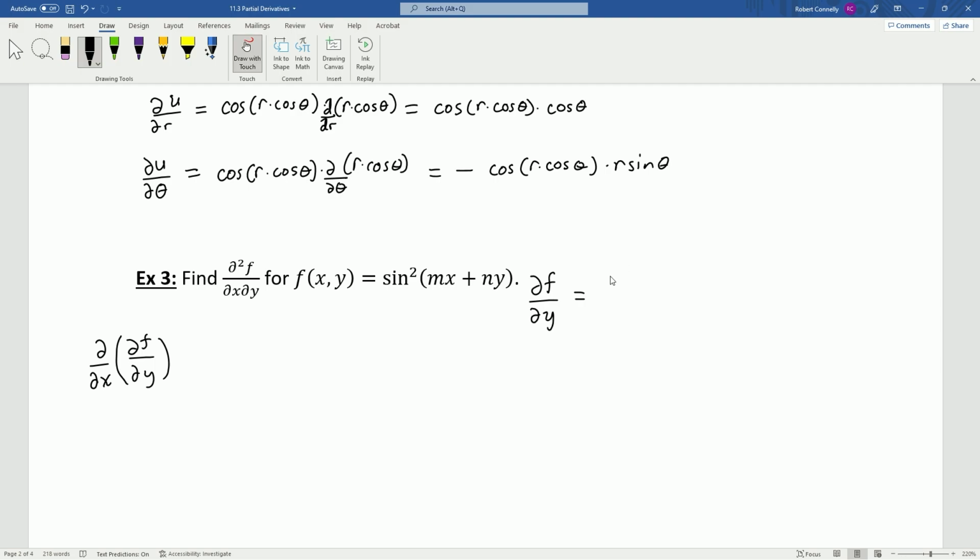Well, we first need to treat this like it's u squared instead of sine squared. So that gives us 2 times u, which is sine of mx plus ny, times, and now we need to take the derivative with respect to y of the inner function. In this case, u is my inner function, so that's sine of mx plus ny.